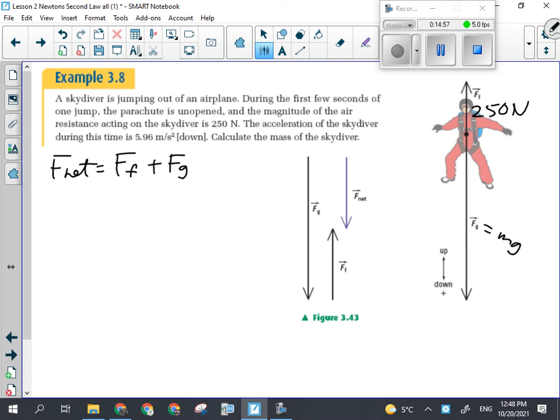The other thing they tell us is that the actual net acceleration of the skydiver is 5.96 meters per second squared down. So if you jump out of a perfectly good airplane, you don't actually accelerate at 9.81 meters per second squared. You would for like the first half a second or so, and then air resistance would start piling on, and the faster you go, the greater air resistance becomes until you reach terminal velocity. Maybe you've heard that term before.